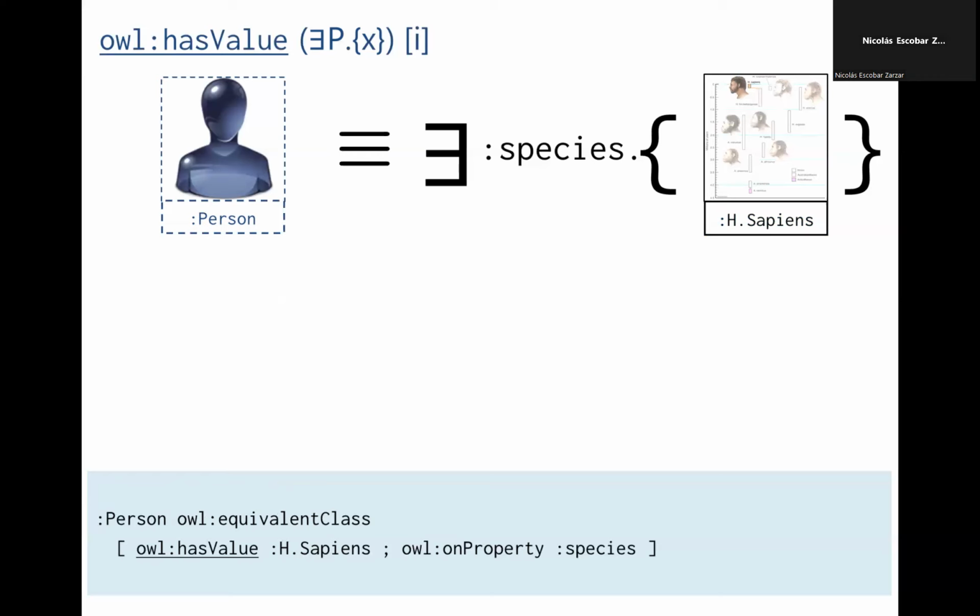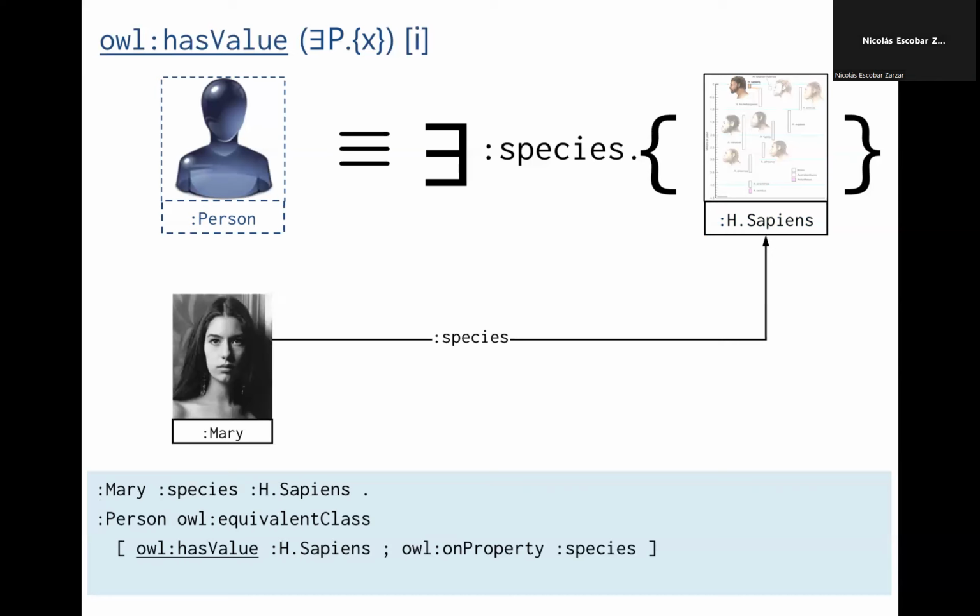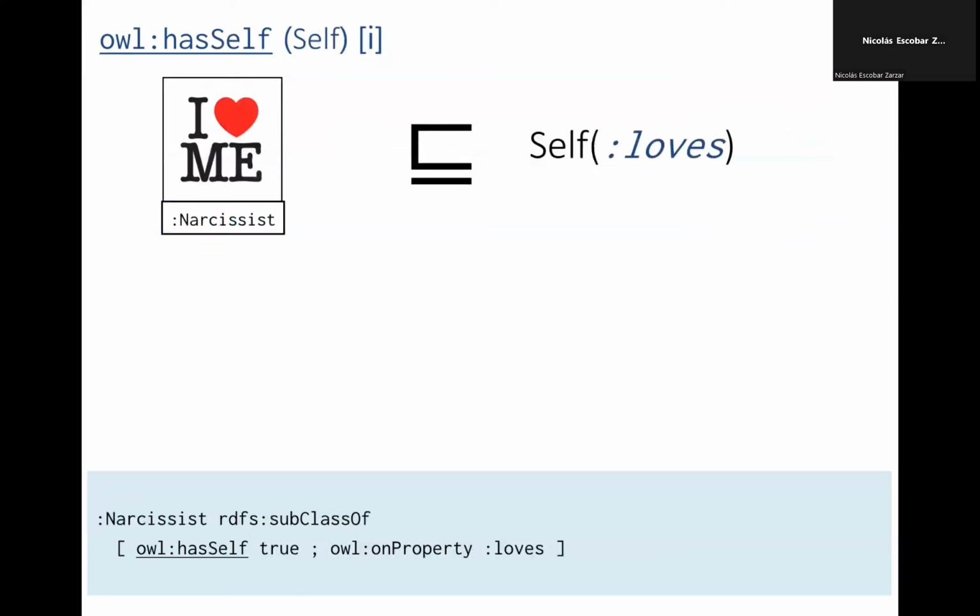At the moment, that seems relatively safe to say. If we say that Mary has species Homo sapiens, what can we say about Mary? Mary's of type person. Okay.